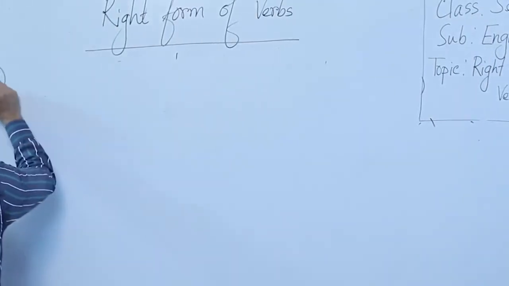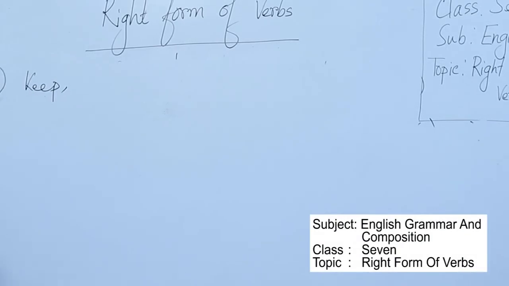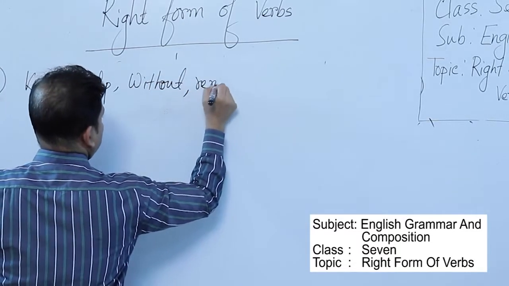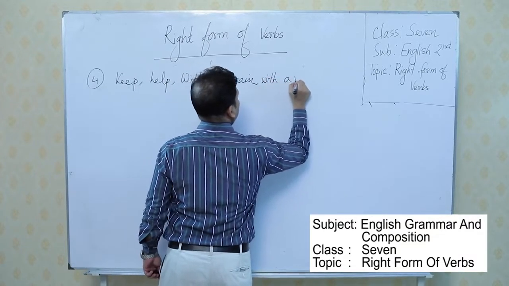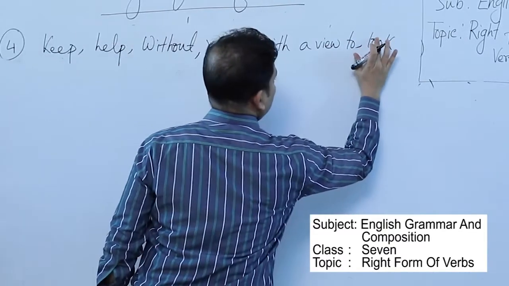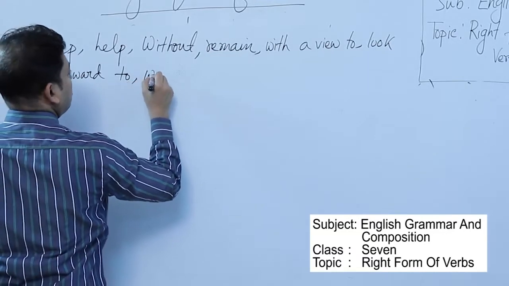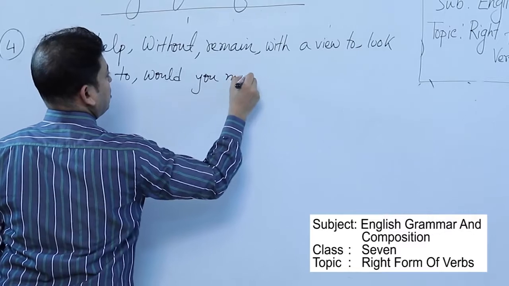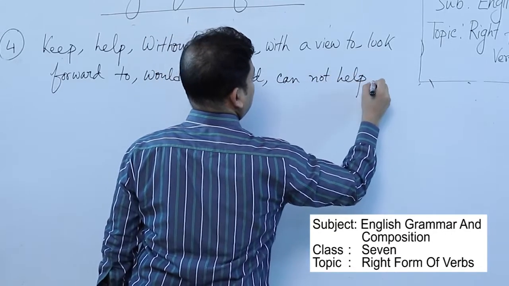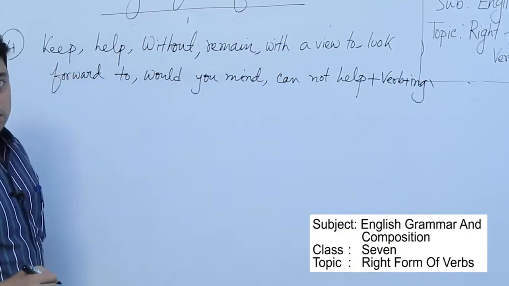Now another rule, rule number 4. If there is keep, help without, remain, with a view to, look forward to, would you mind, cannot help, plus verb plus ing. This is a very important grammatical rule.